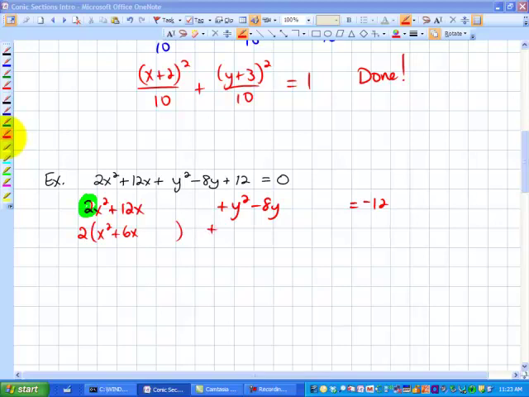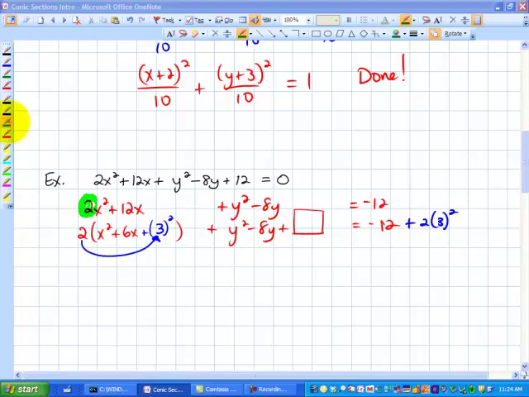And then I've got this plus y squared minus 8y plus something, which I'll have to fill in, still equal to negative 12. So what number is going to go in here? I'm going to take half of 6, and I'm going to square it. So I'm going to take 3 squared. But remember that that is actually a 2 times 3 squared that I've just added on this left side. So I need to add that on the right side as well.